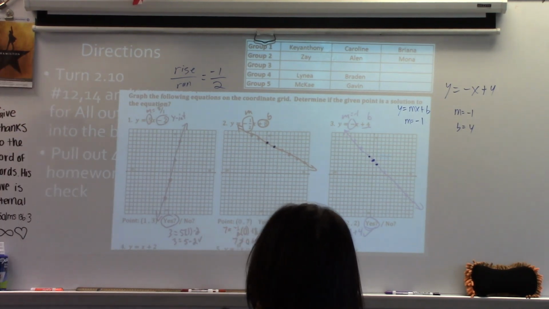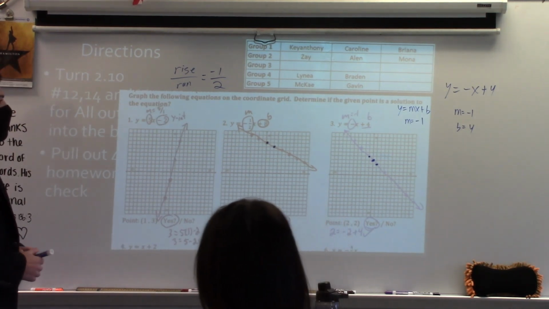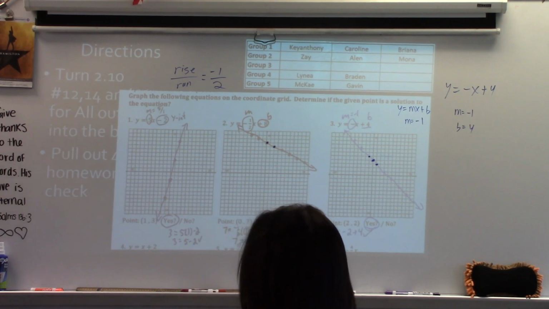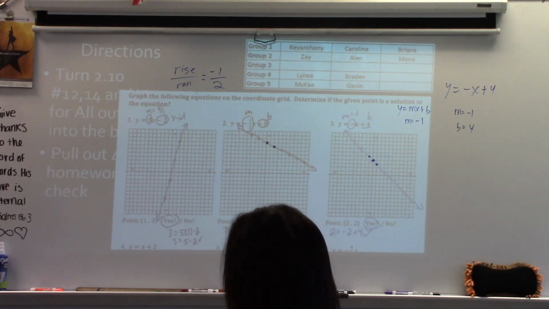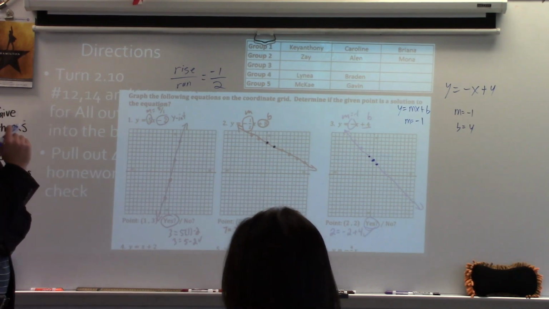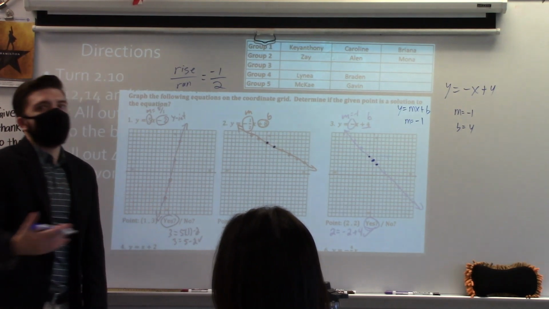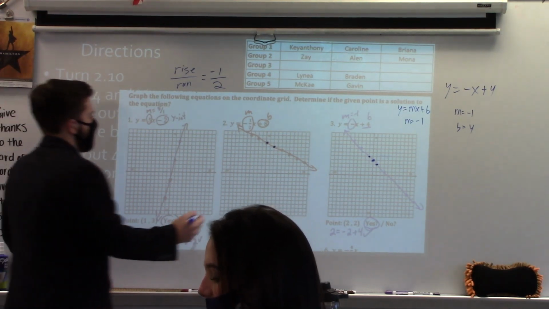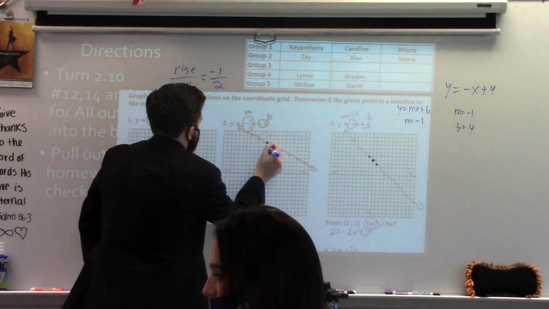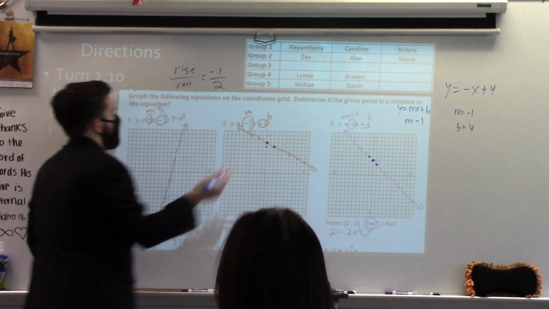Caroline, what do you think? If it's a point on the line, it's a solution, right? Because when we have a line, every point is a solution to that equation, right? So (0,7) is right here. So would that be a solution?